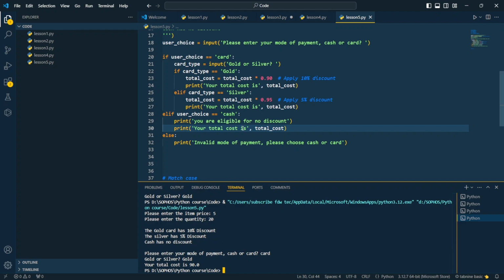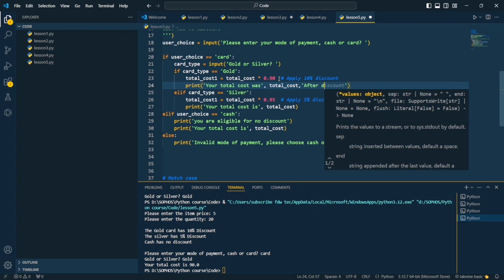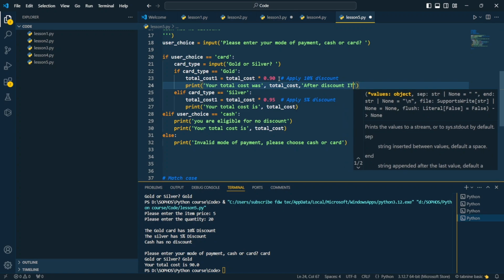Actually, this would look good if I can also print your original price. But I can do multiple things. For example, I can print your original price was this, and then your new discounted price is this. Then what I need to do is I would change this to, let's say, total cost 1. Let's call this 1 as well. Your total cost was this total cost. After discount, it is total cost 1.